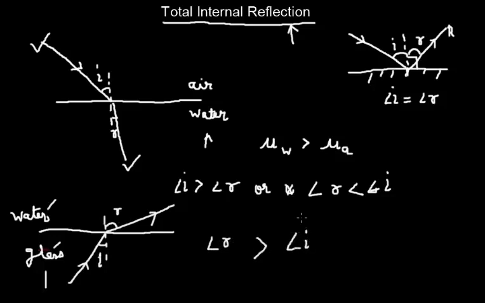So this was about reflection and refraction. After this, we can try to understand the concept of total internal reflection. There are two necessary conditions for total internal reflection. First, the light ray should enter from a denser medium to a rarer medium. So the light ray should travel in such a way that it goes from denser to rarer. So this is the first condition.